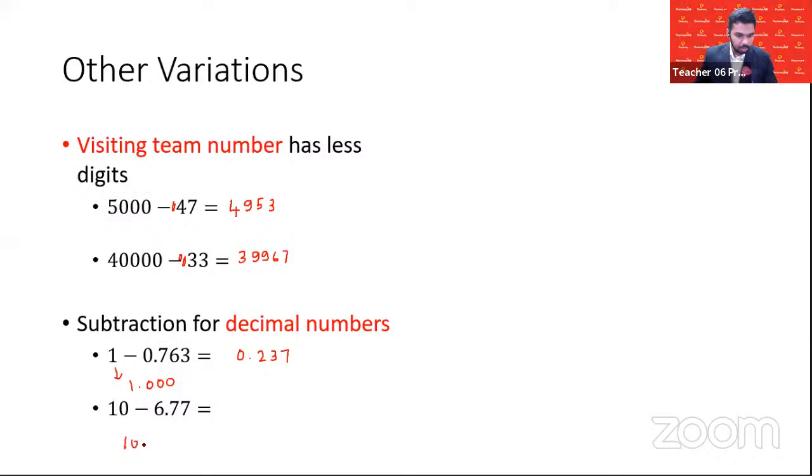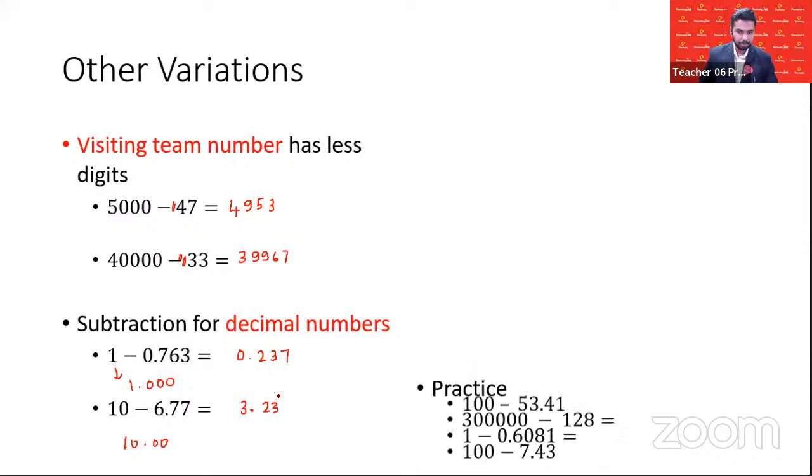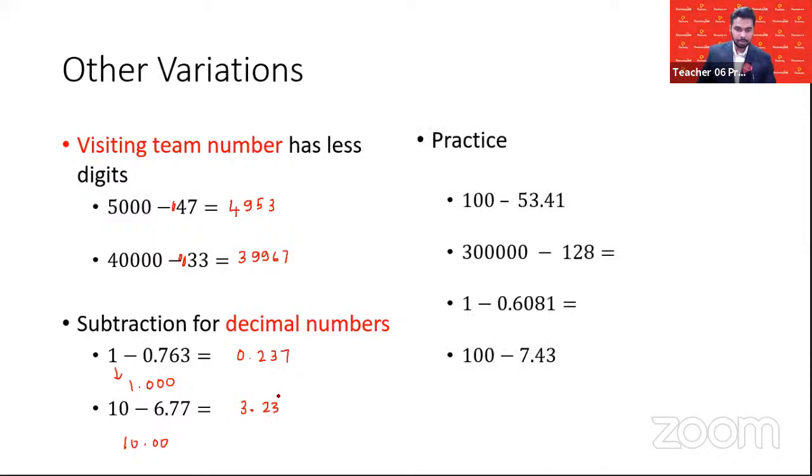10 minus 6.77. This you can write as 10.00 minus 6.77. So what is this? You can apply the all from 9s and last from 10s. This is 3.23. I have some practice that will be available to you after this lecture.